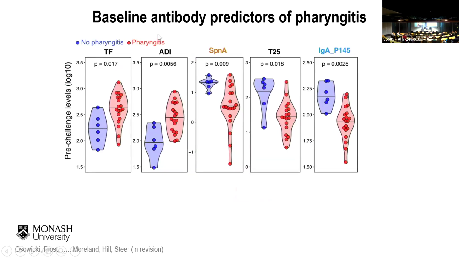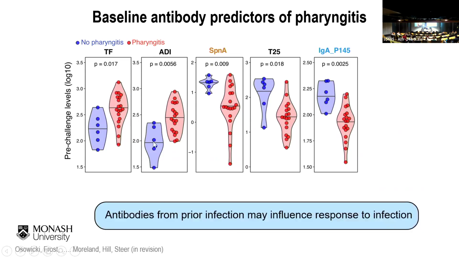This is baseline antibodies, and you can see this skew towards having high levels for these 2 antigens in pharyngitis participants, and a hint that these 3 antigens here are higher in those that don't go on to develop pharyngitis. So at this stage, with the 6 individuals that we have in this first challenge, we don't know yet whether or not this could represent an immune correlate of protection, but it does suggest to us that the antibodies from your prior infection may have an influence on how you respond to infection.